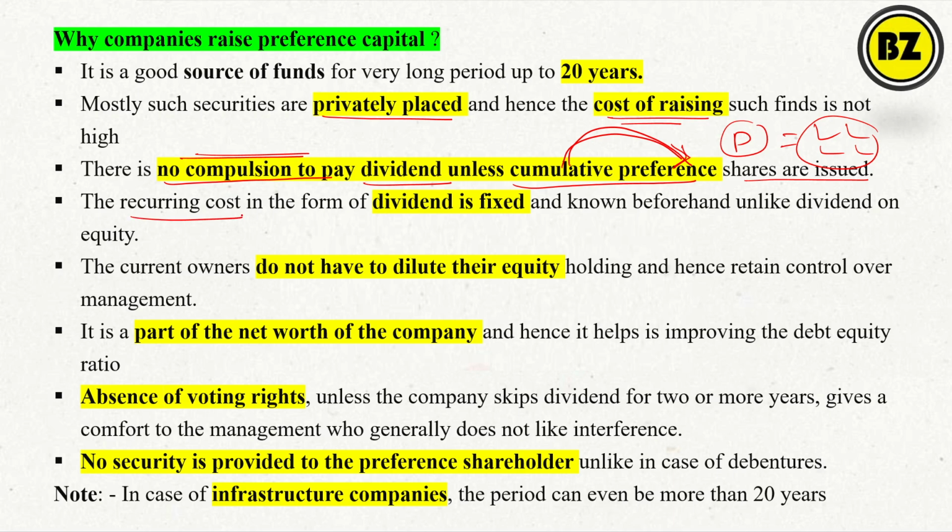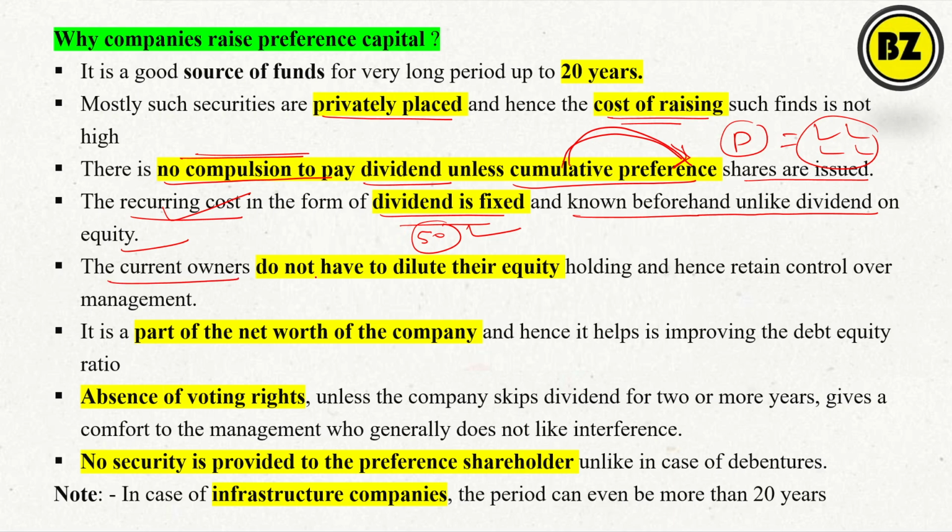The recurring cost in terms of the dividend is fixed and it is known beforehand, unlike dividend on the equity. That means, see, you have to pay a fixed dividend, for example 50 rupees, so in that way you can manage the business. It is a recurring cost, known upfront, and you know it very well.